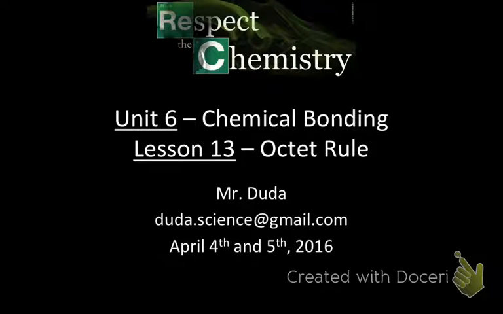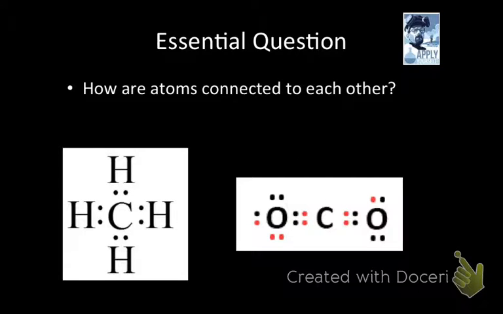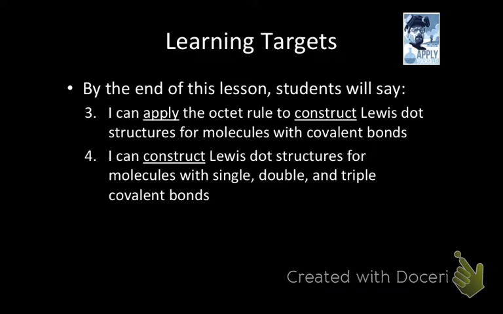So, still talking about Unit 6, chemical bonding, and today we're going to talk about the Octet rule, which has something to do with the octopus video that I mentioned earlier. Answering our essential question, how are atoms connected to each other with Lewis dot structures? We started talking about things that look like the picture on the left with CH4, or methane, and a little bit about carbon dioxide, CO2, like you saw in the other picture.